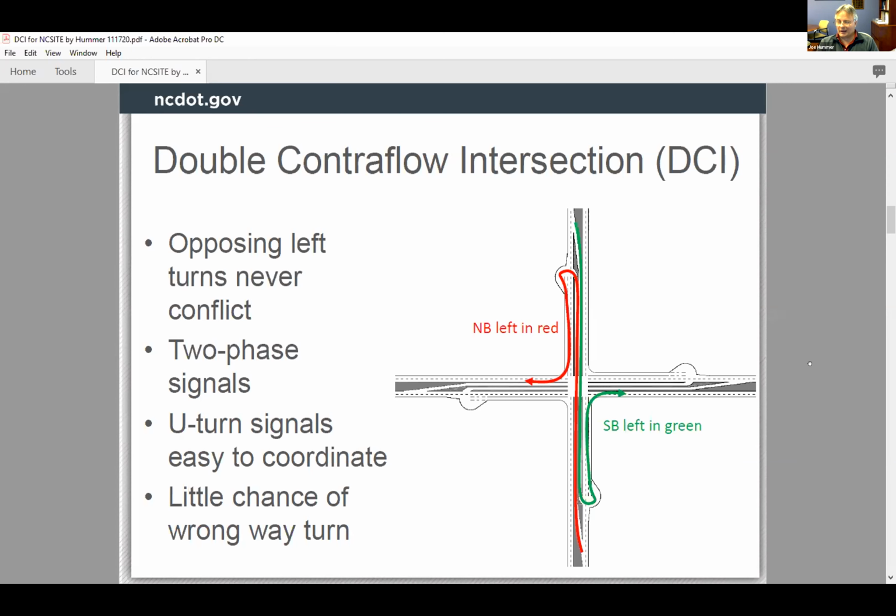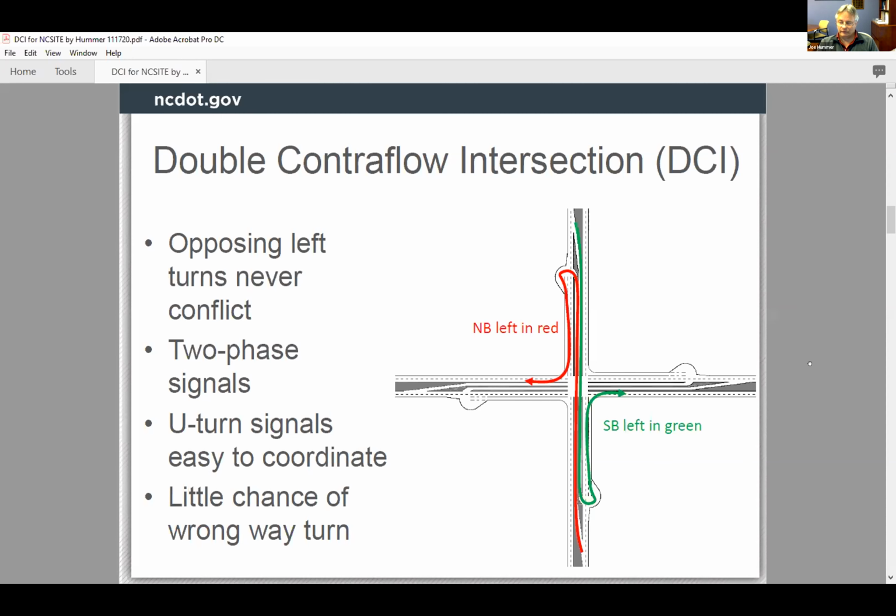And the knock on contraflow through the years, especially when it's been used at interchanges, is that there's a potential for a wrong way movement, especially for left-turning drivers coming out from the side street onto the main street. Those contraflow lanes offer that driver a multiple choice of four different paths. And that's not a good thing, especially for an unfamiliar driver at 3 a.m.